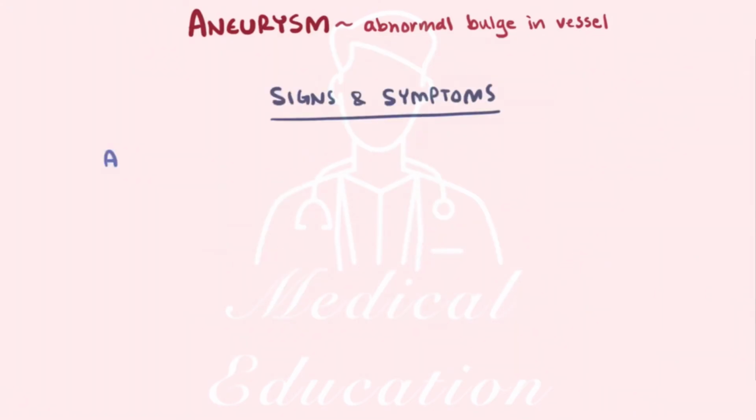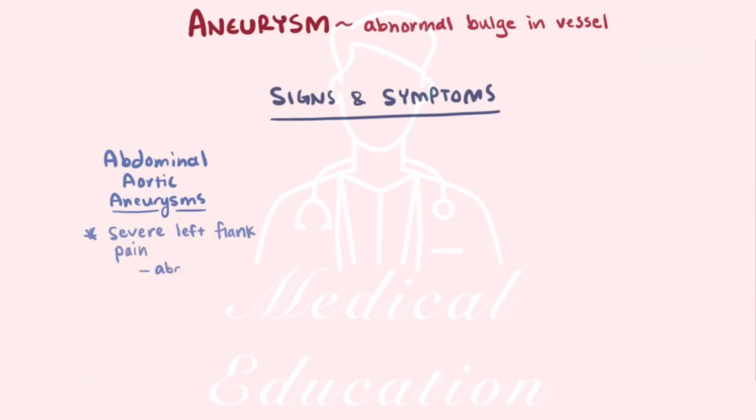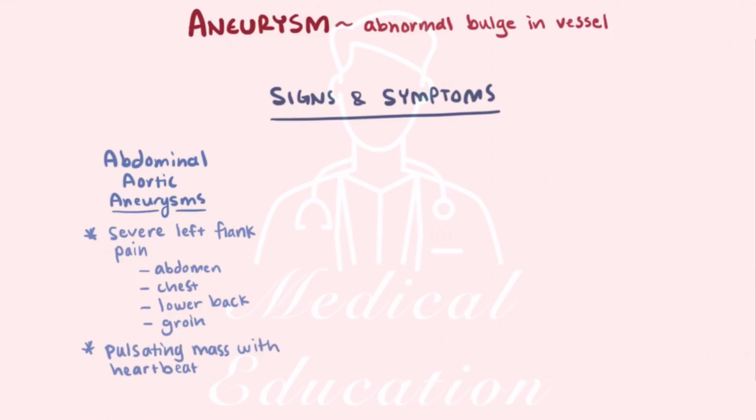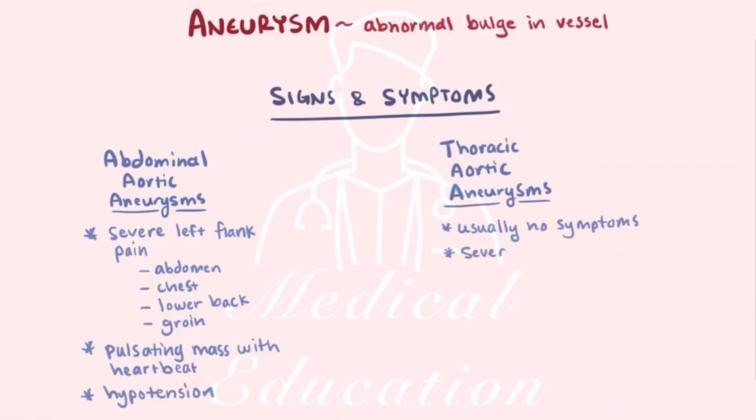Okay, back on track. Abdominal aortic aneurysms sometimes have signs and symptoms, and sometimes they don't, even if the aneurysm has ruptured. Really severe pain in the left flank, which includes the abdomen, chest, lower back, as well as the groin, a pulsating mass that is in time with the heartbeat somewhere in this painful region, and hypotension occur in about 50% of aneurysms that have ruptured and are considered the classic signs of abdominal aortic aneurysm. Thoracic aorta aneurysms usually don't have any symptoms, although sometimes they can cause severe chest, back, and abdominal pain.